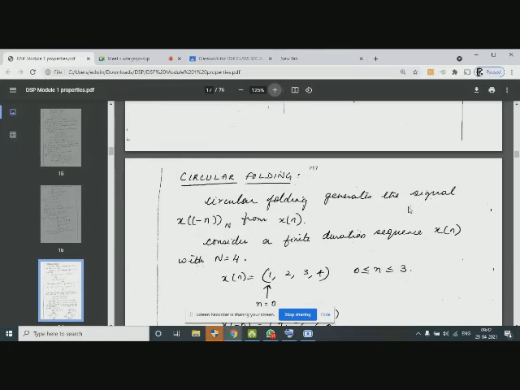Okay, next thing is circular folding. Circular folding is similar to negative. That means you mirror the signal, time reversal you do, right? Same thing, similar to that. Because it is a circularly symmetric signal, that is, it's a periodic signal, you can say that it is circular folding. So X of minus n you're going to calculate. So in that case, what happens to the DFT? That is what we are going to see.